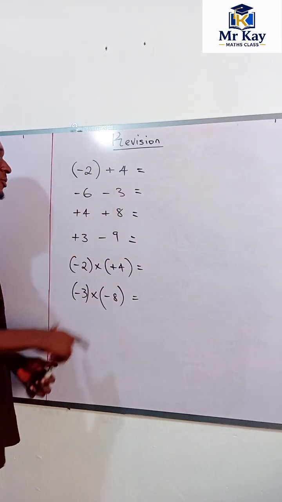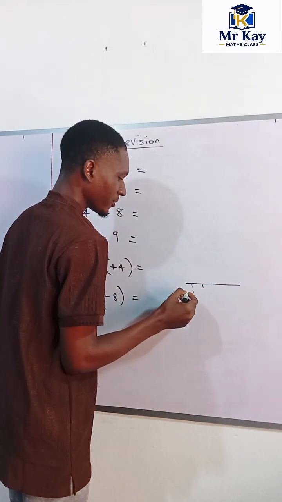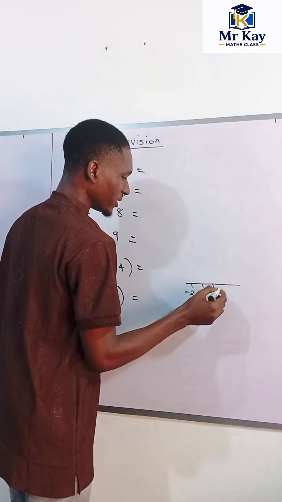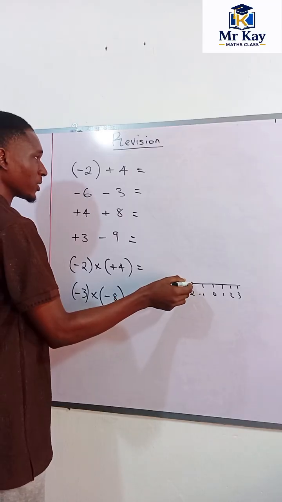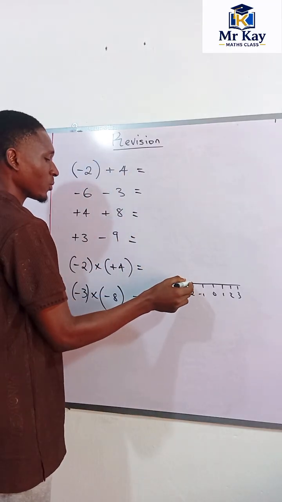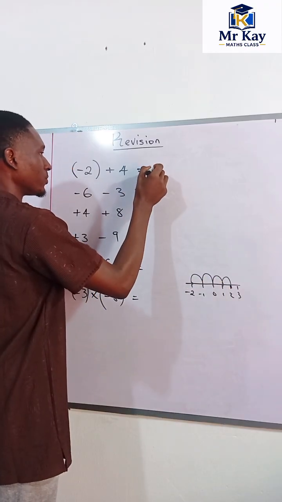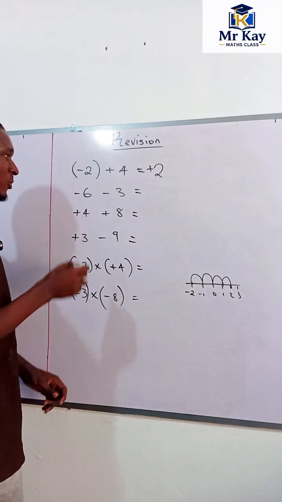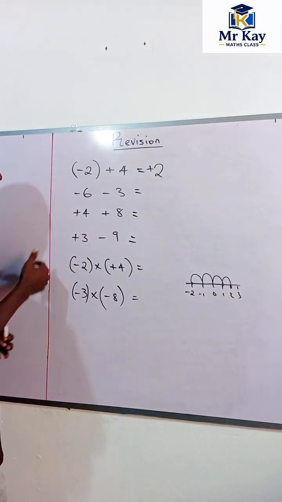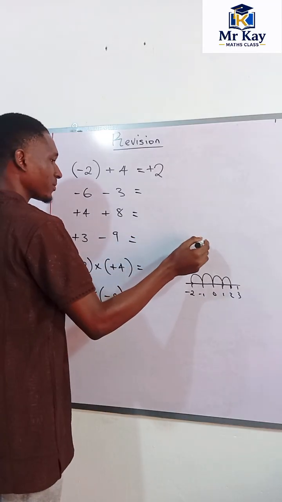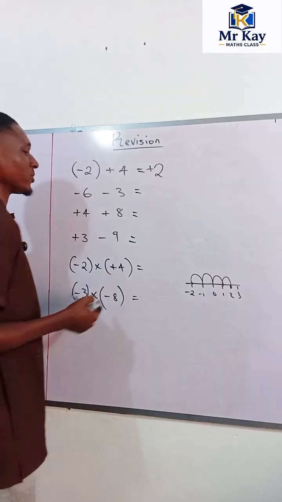The first one, minus 2 plus 4. On your number line, if minus 2 is here, you have minus 1, you have 0, you have 1, you have 2, you have 3. So from minus 2, you are going to count 4 times to the right, which is 1, 2, 3, 4. And you see your answer is going to be positive 2. So minus 6 minus 3. Remember, when you are subtracting, you are going to the left. That means you already have minus 6. And minus 3, you still move there 3 more times. Therefore, you are going to have minus 9.